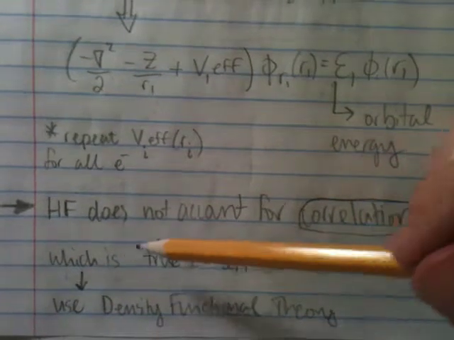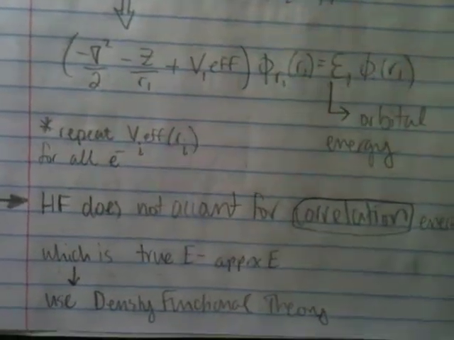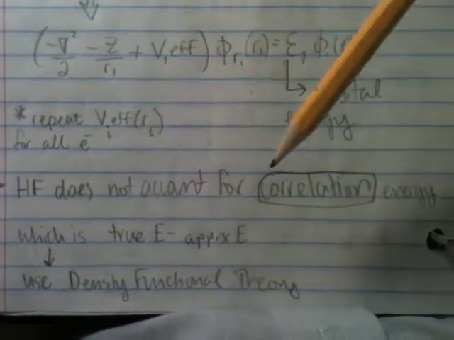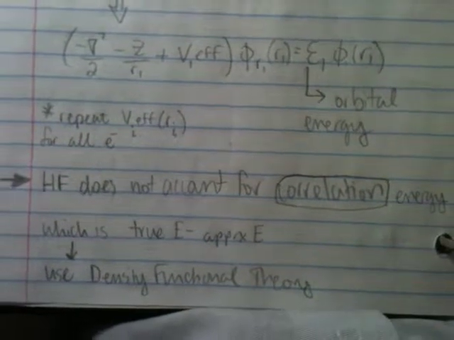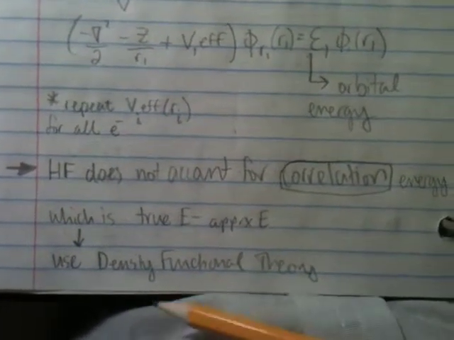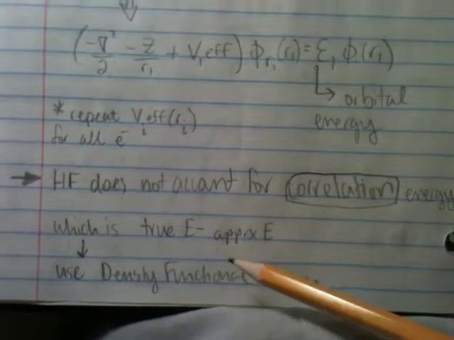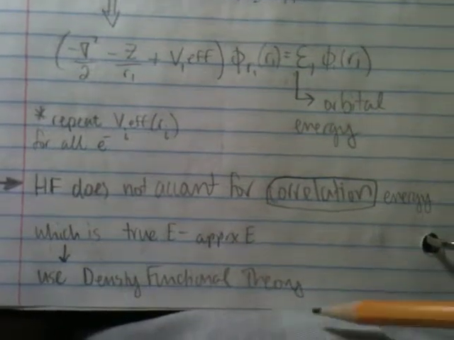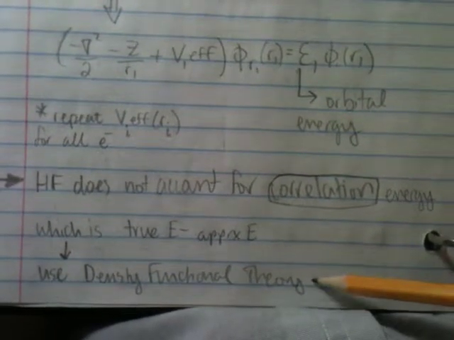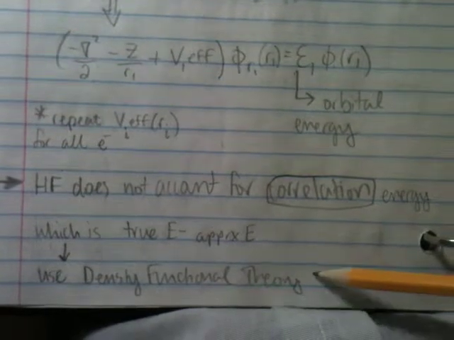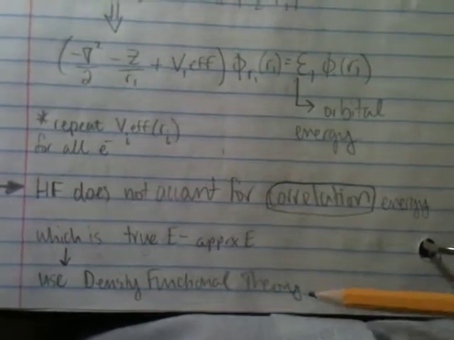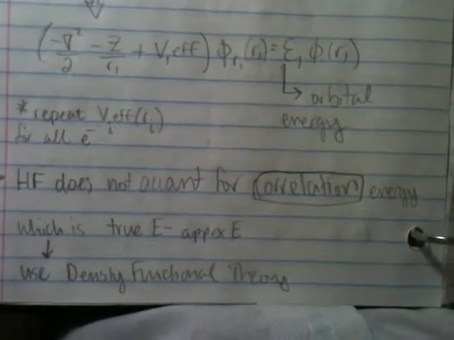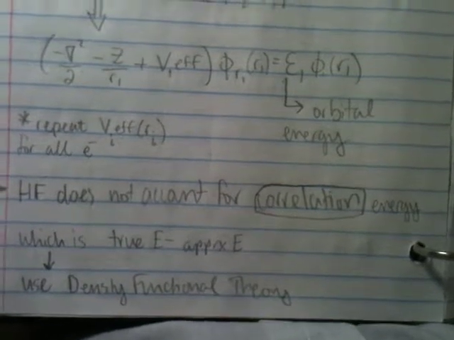There's a problem, though. Like most approximations, it's not perfect. The reason is that Hartree-Fock does not account for correlation energy. And correlation energy is nothing more than the true energy minus the approximated energy. And with this, you can use density functional theory. This has never been more than just a definitional question, so I won't go into this. I can if you want me to. I can add more to this later, but right now I'm going to skip over this part.